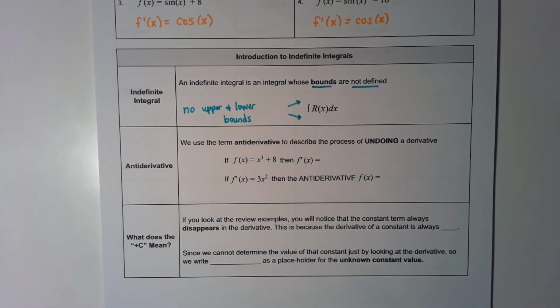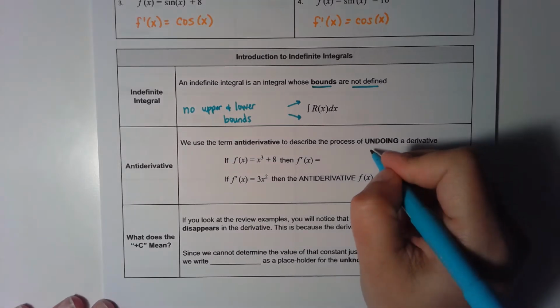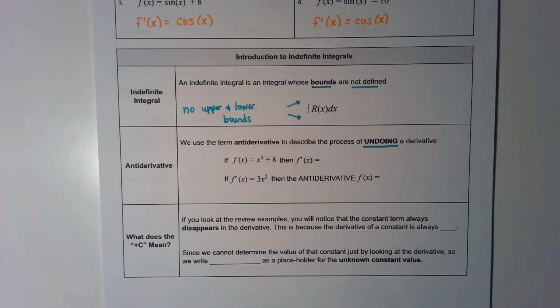Now, even though it's not a definite integral where we have bounds, we're not going to be finding areas here, we can still evaluate or express the answer of an indefinite integral. And in order to do that, we use an antiderivative. We use the term antiderivative to describe the process of undoing a derivative. So this is a process. An antiderivative is a way of thinking backwards. So if you know the derivative, can you find the original function?